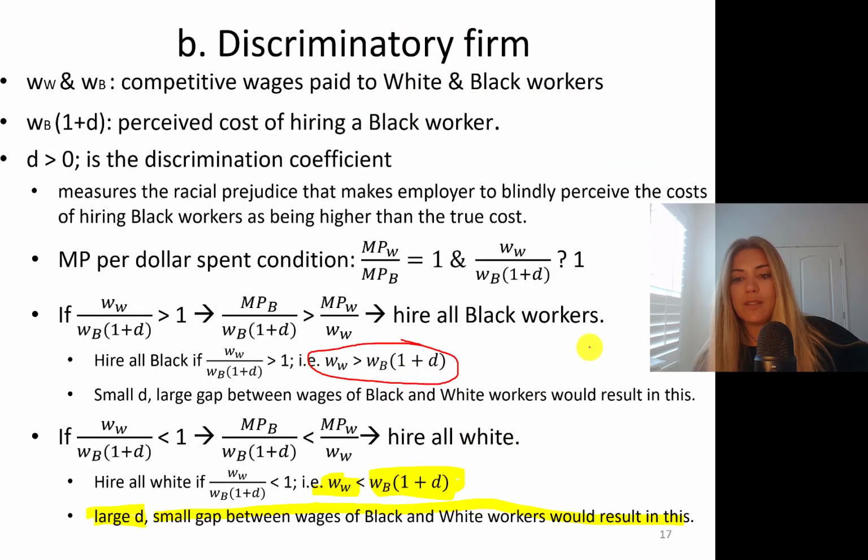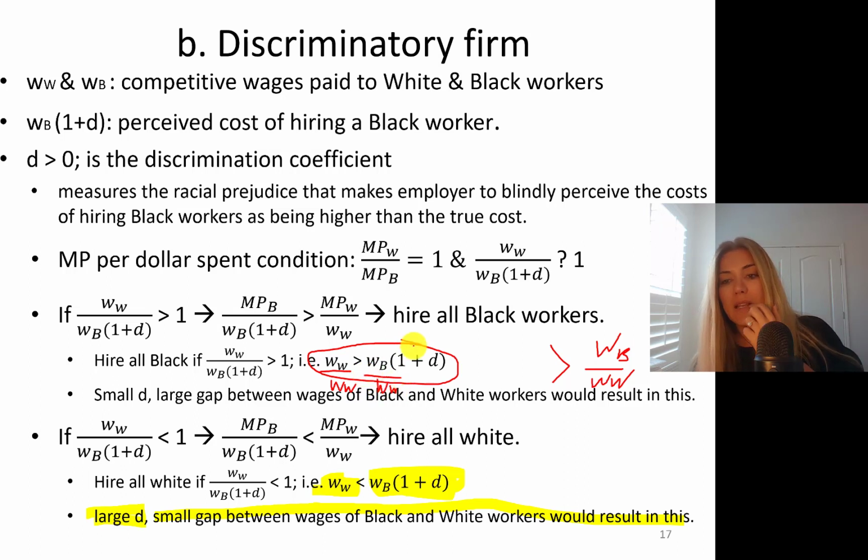So we left WB over WW, right, greater than. I'm just dividing everything by WW. And I'm going to also divide both sides by 1+D, because I want to send 1/1+D to one side. If you do this, these cancel out. You have WB over WW. So check this out, this is super cool. If the black white wage ratio is less than 1/1+D, I'm going to hire all black workers.